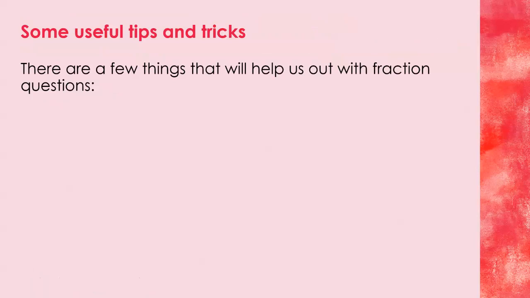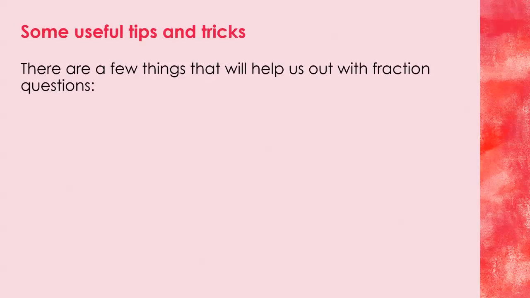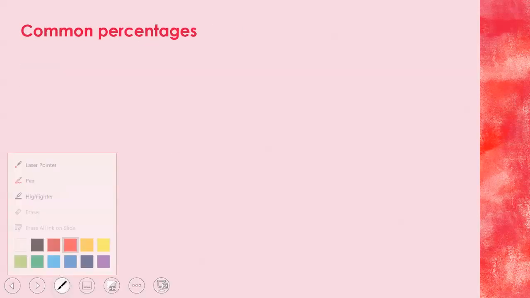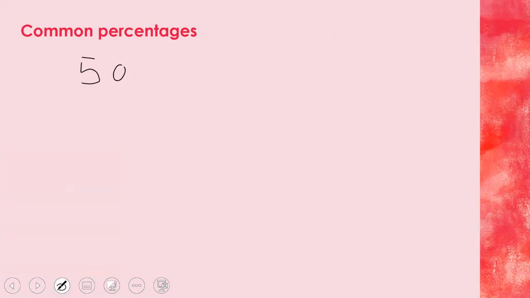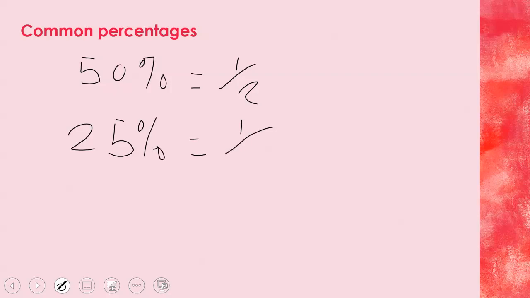Here are then some useful tips and tricks to find out percentages. Number 1, as we have already discussed, is looking at common percentages. So if we have, for example, 50%, we know that is the same as a half. I'm not going to go through all of them, just some that we are really familiar with. If we have questions that ask us to find 50% or 25% or 10% of something, we know that they're equivalent to those. So those are always something to look out for in a question. We know that already.